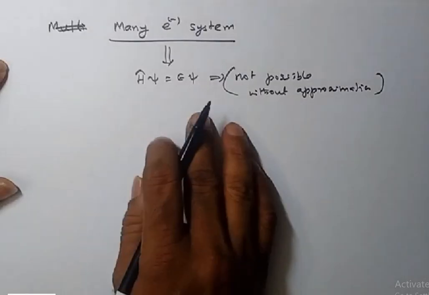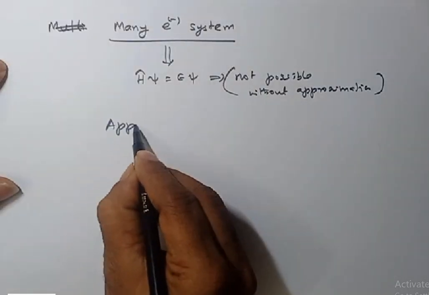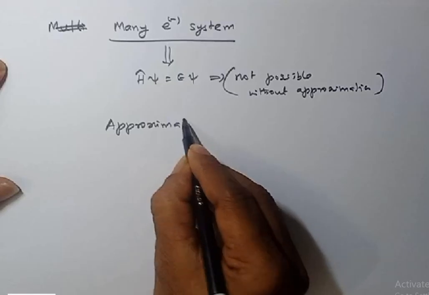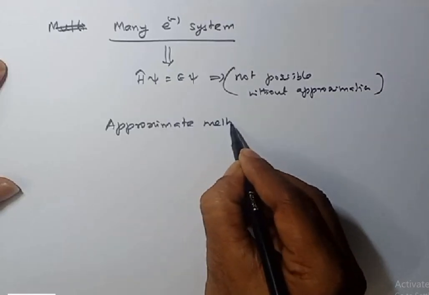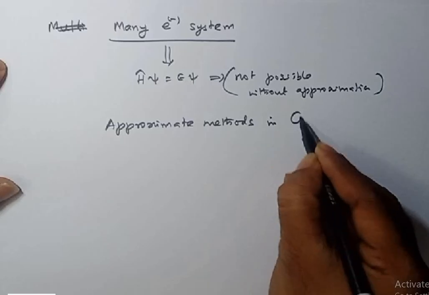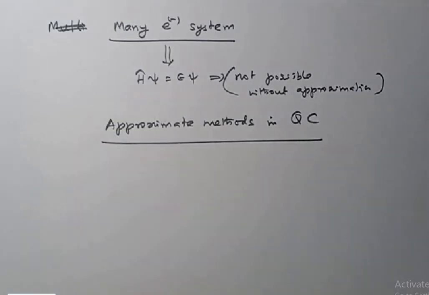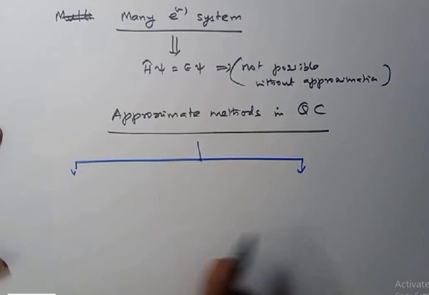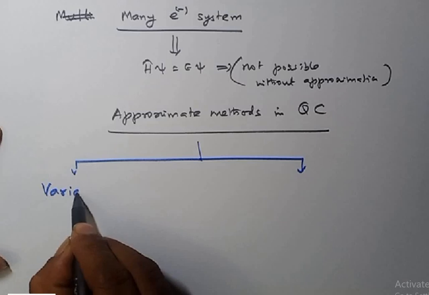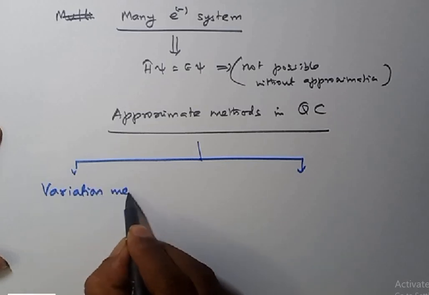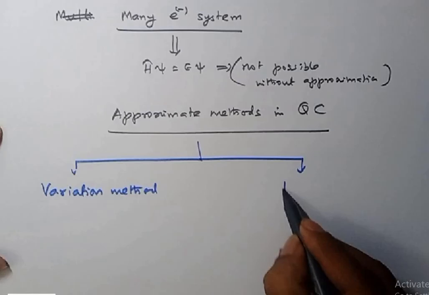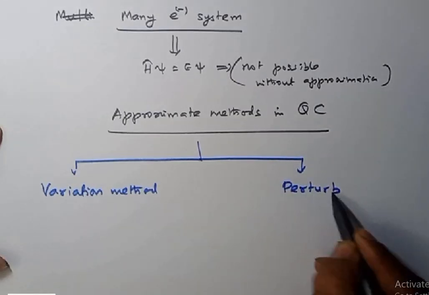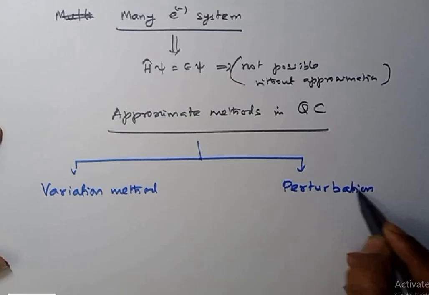So what are the approximate methods we have? We can solve the Schrodinger equation using approximate methods. What are the approximate methods in quantum chemistry? In chemistry we follow these two techniques: one is the variation method, and the other one is the perturbation method.